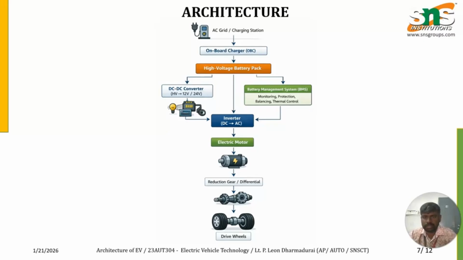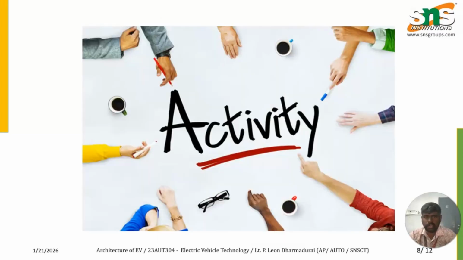The battery management system handles monitoring, protection, balancing and thermal control. The current from the high voltage battery pack goes through the DC to DC converter and is sent to the inverter, where the DC is converted into AC, and then it is sent to the electric motor, which is fixed to the wheels. Sometimes reduction gears or a differential are also fitted in order to vary the speed. So this is the overall architecture.